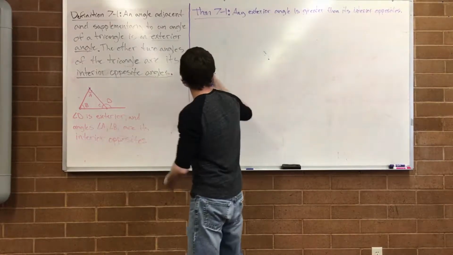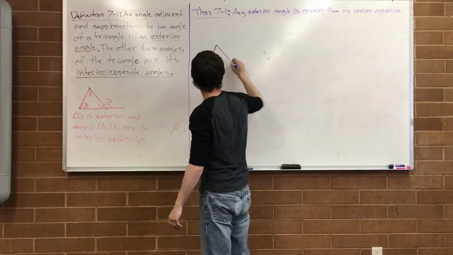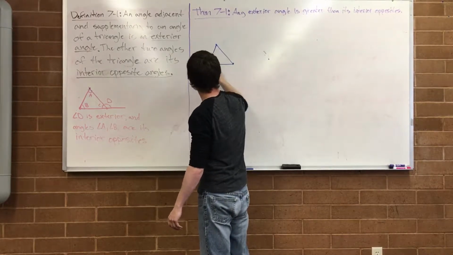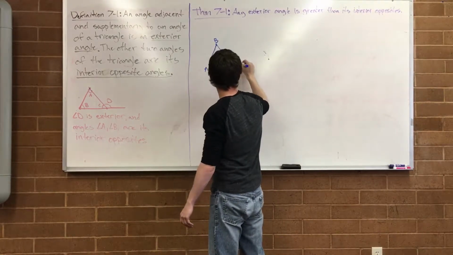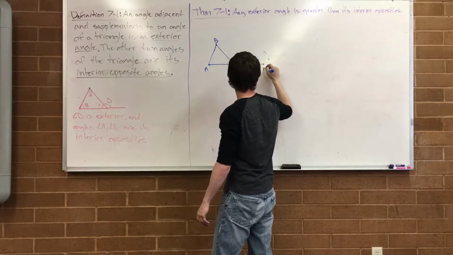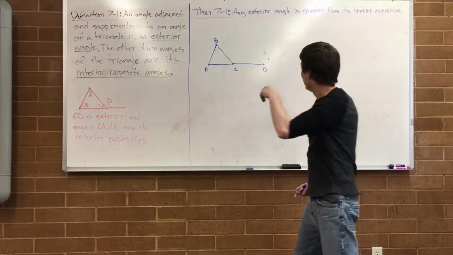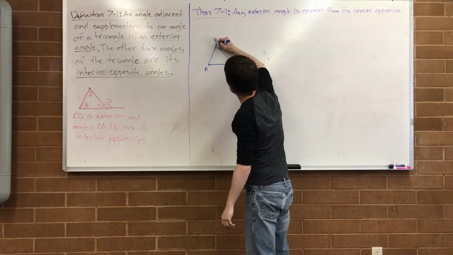So Gilbert's proof, big picture, goes like this. Here's some triangle, ABC, and then here's some exterior angle. We'll put a point there, D, so that we can reference it. So we want to prove that this angle is greater than this angle.